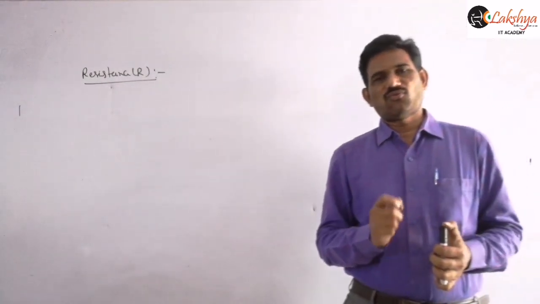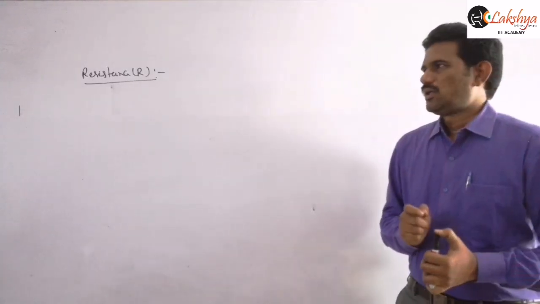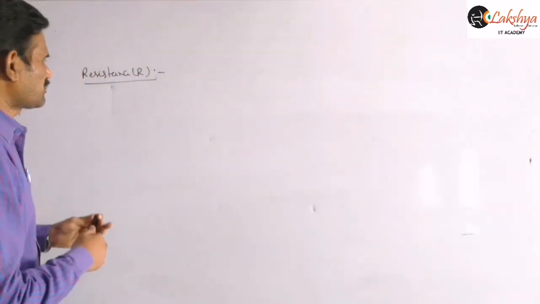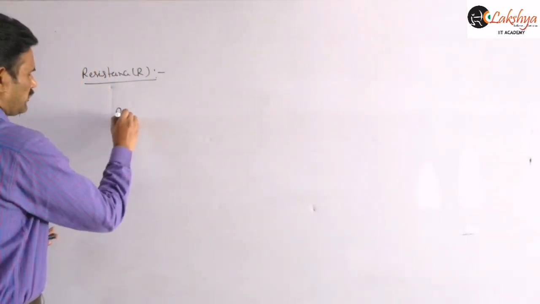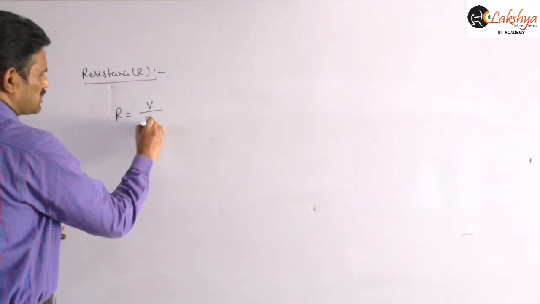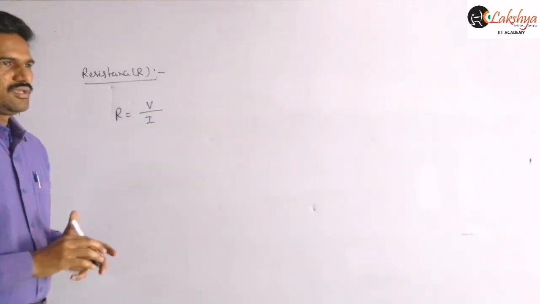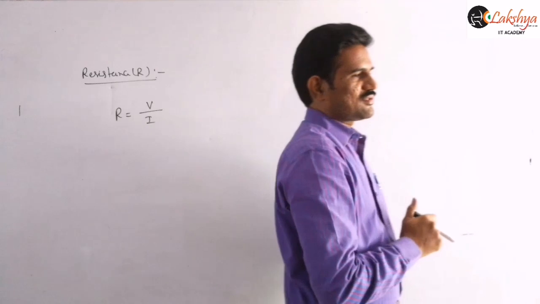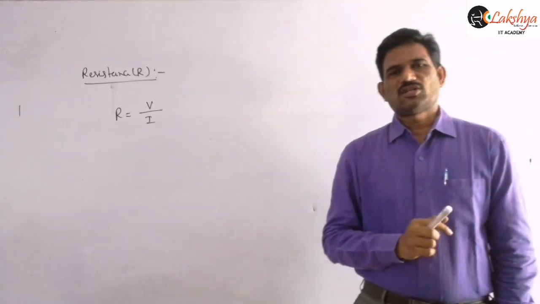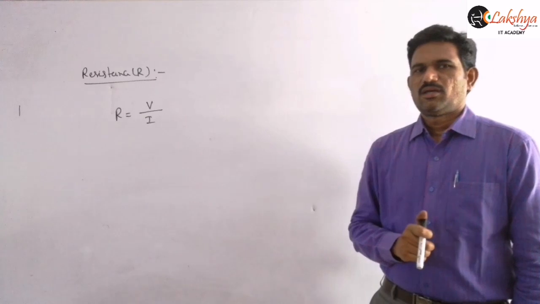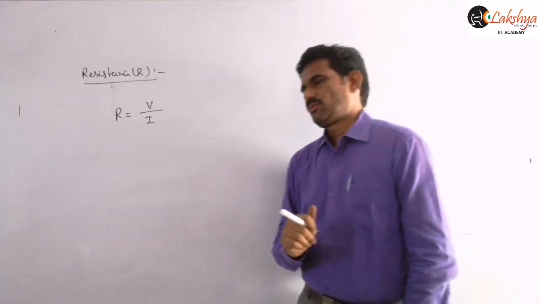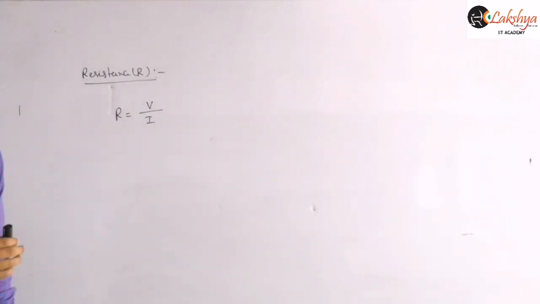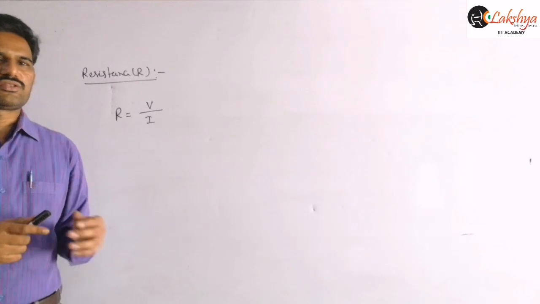The opposition to the flow of charges is called resistance. Mathematically it can be defined as the ratio of potential difference across the conductor to the current flowing through it.